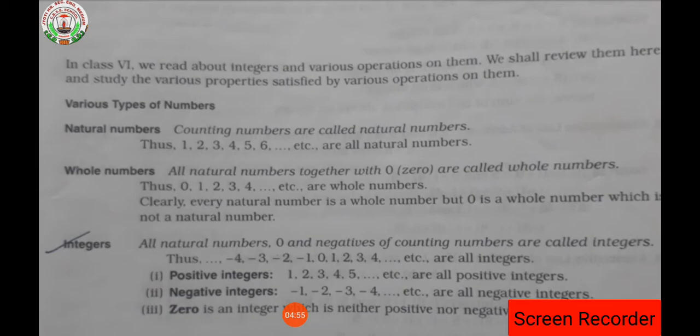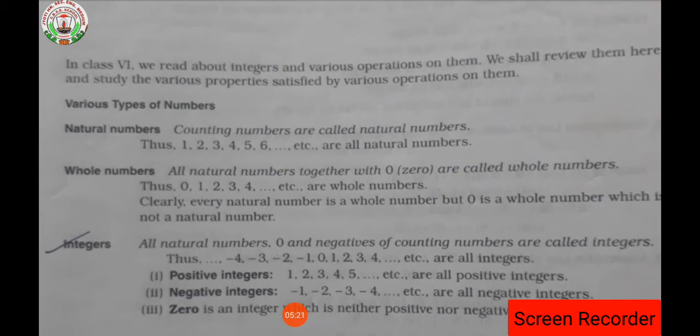For example, as the circle I had drawn, inside that circle many numbers I had put, so those will be the examples. Here the example is given as -4, -3, -2, -1, 0, 1, 2, 3, 4, etc. are integers.